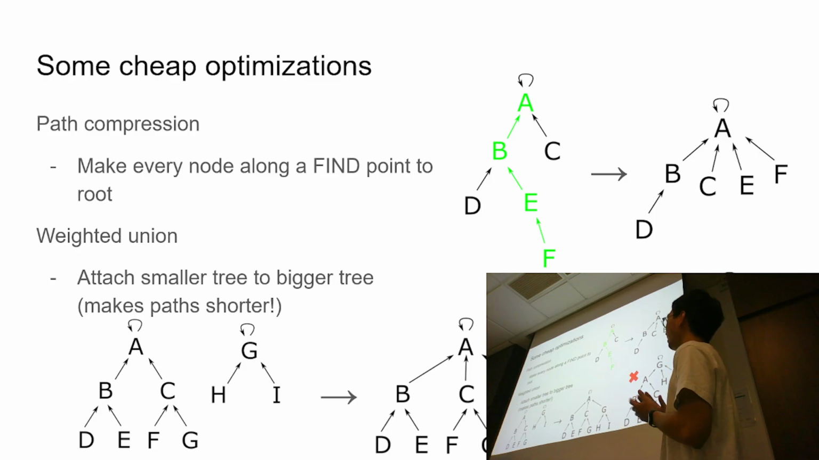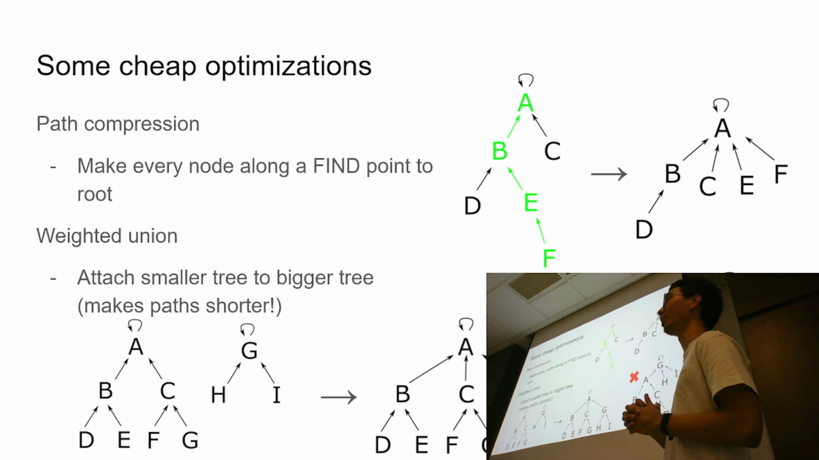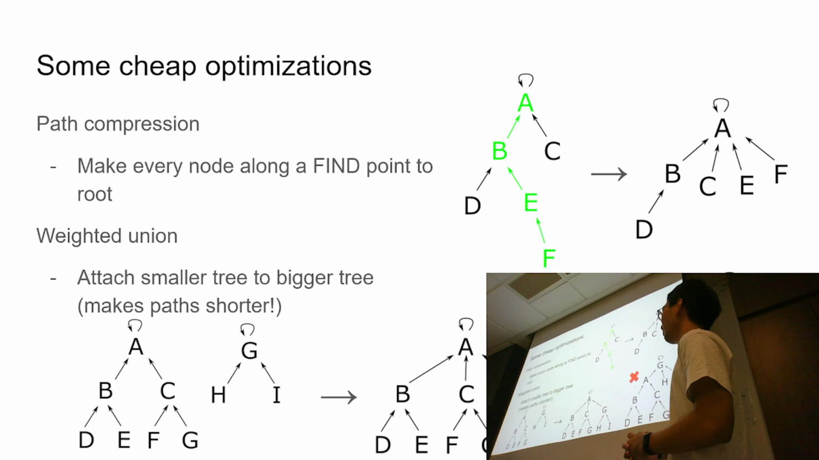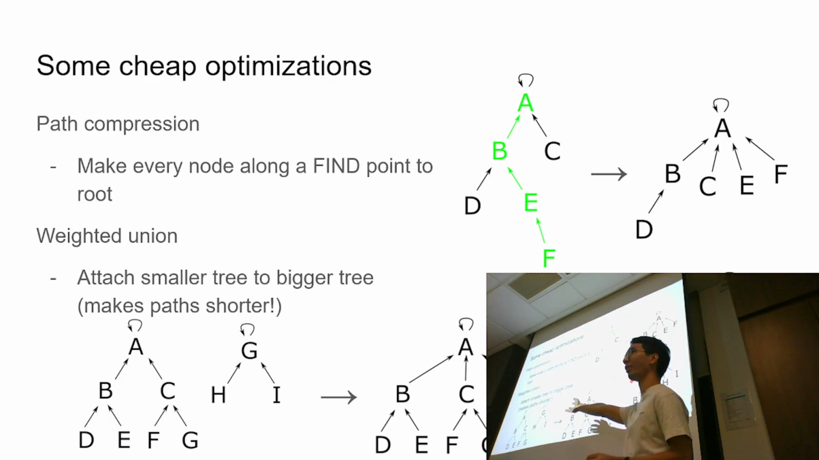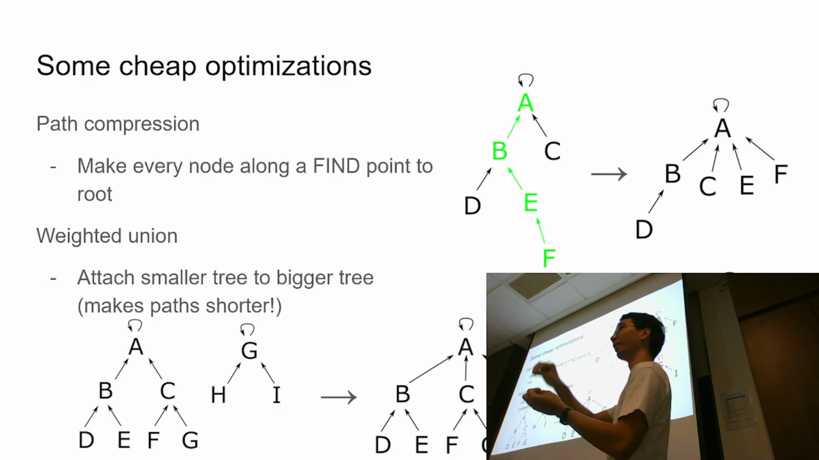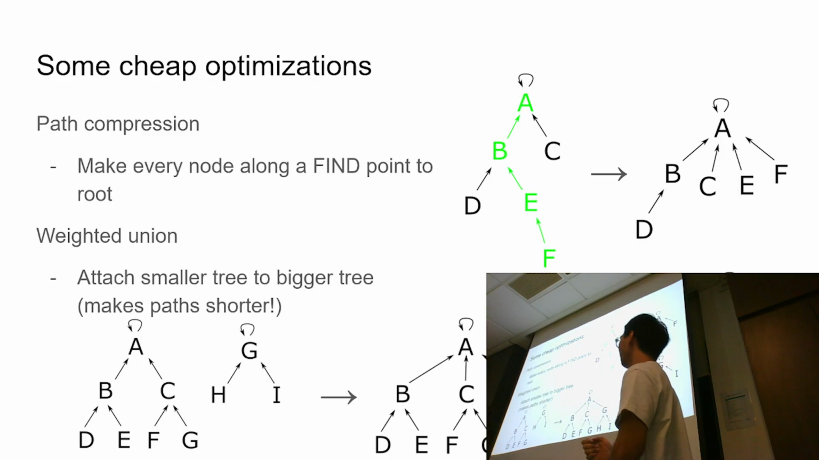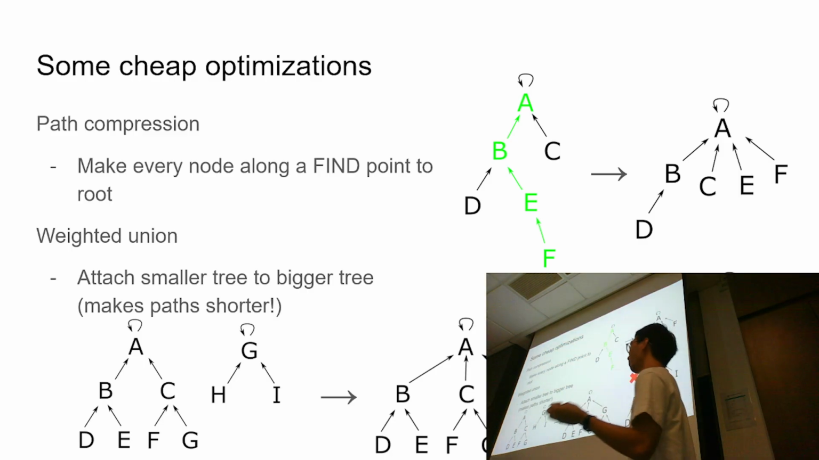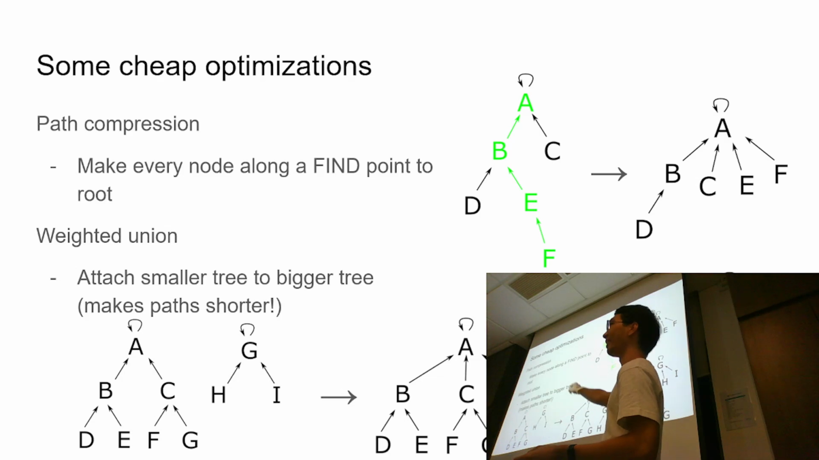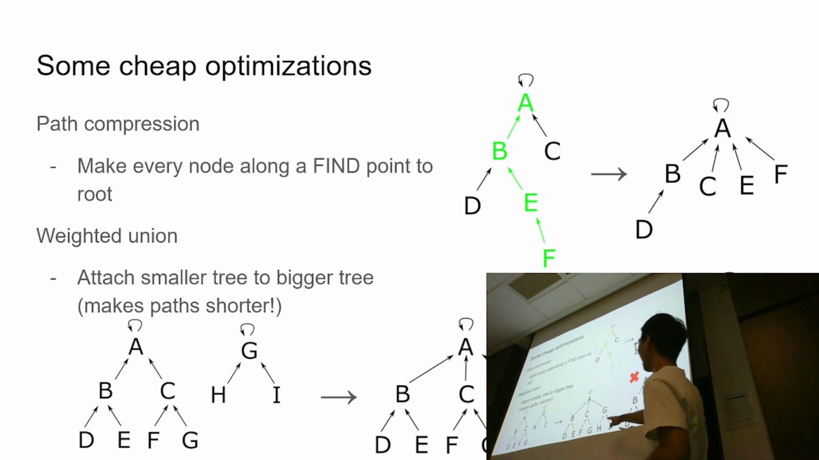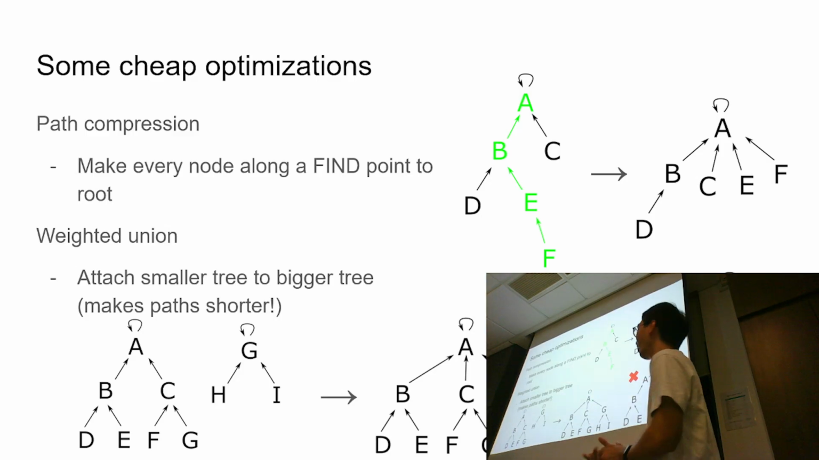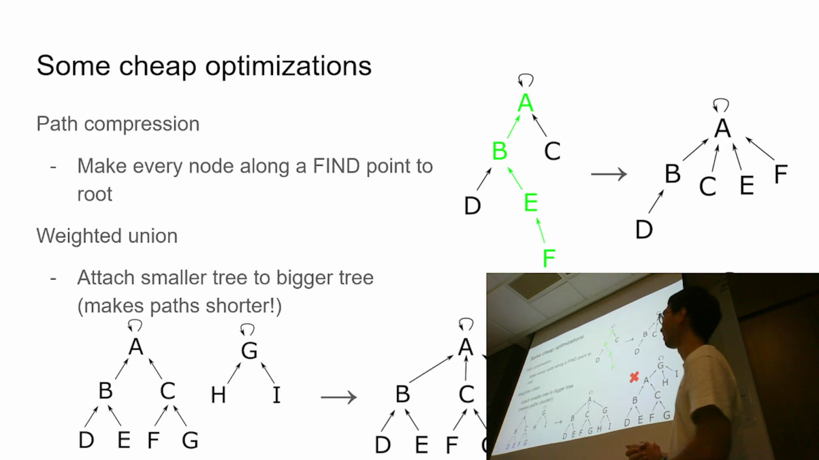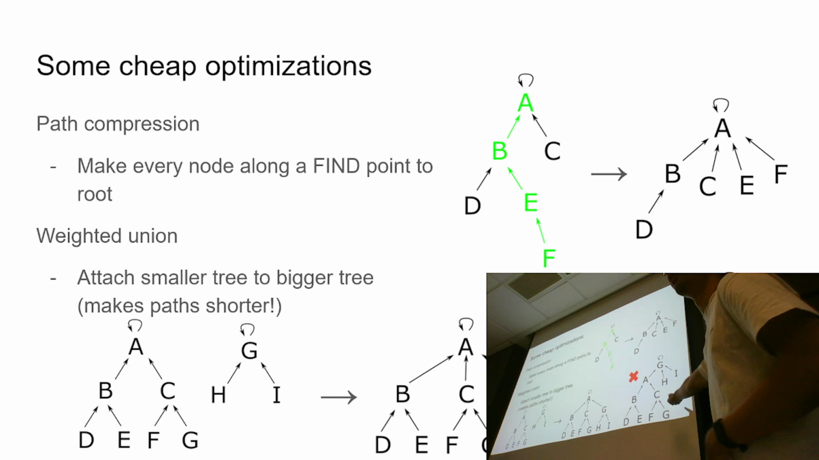And the second optimization is called weighted union. Initially with union, there's a choice of which root to attach to which other root. But with weighted union, we establish a rule where the smaller tree gets attached to the bigger tree, as in this case, which actually makes the tree flatter in general instead of like this. This will be very important for the proof later on.